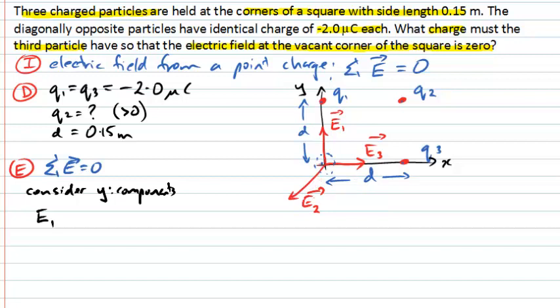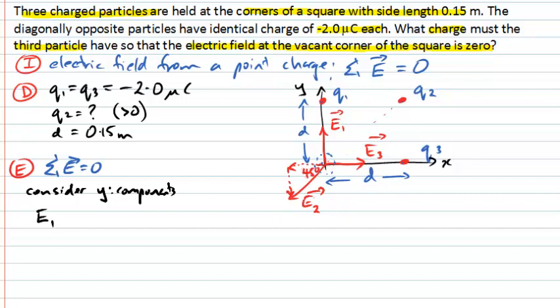E2 here, you see, has a component in the x direction, actually in the negative x direction, and also a component in the y direction, and once again, it's actually in the negative y direction. And if we think about the line joining this charge to the origin, we can see by the symmetry of our square that this angle in here must in fact be 45 degrees.